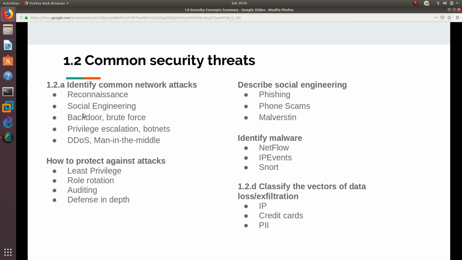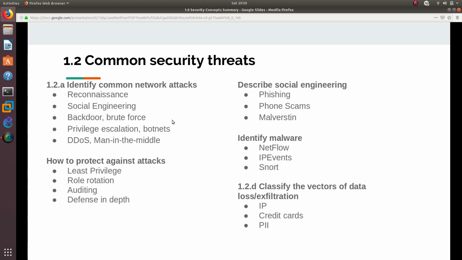A backdoor is something that the hacker can leave, so whenever they come back, it is easy for them to come in. Brute force is when they try to guess your password as many times as they can. Privilege escalation is whenever somebody gives themselves access that they do not need.